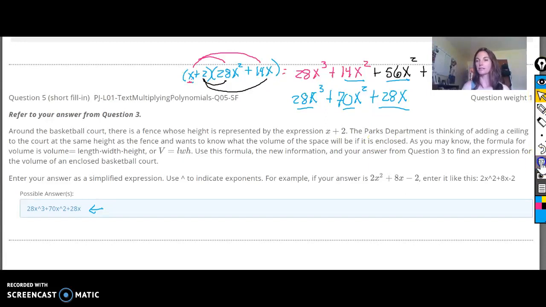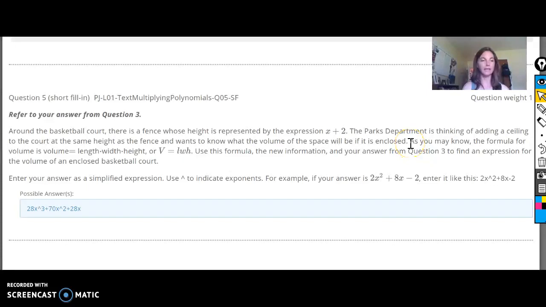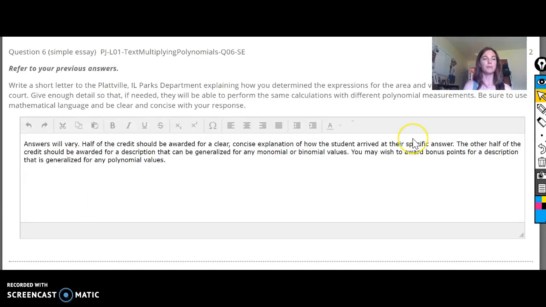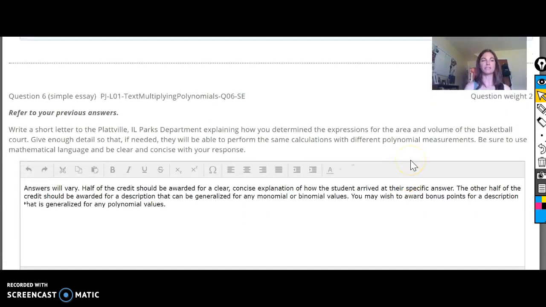All right. And our last question here. Write a short letter to the Platteville Parks Department explaining how you determined the expressions for the area and volume of the basketball court. Give enough details so that if needed, they'll be able to perform the same calculations with different polynomial measurements. Be sure to use mathematical language and be clear and concise in your response.